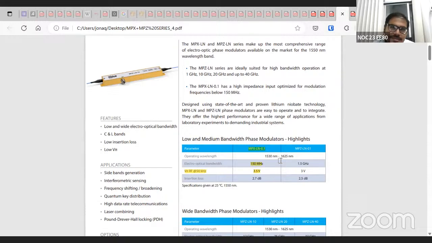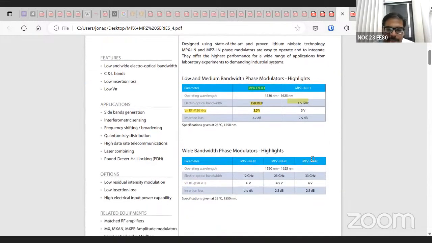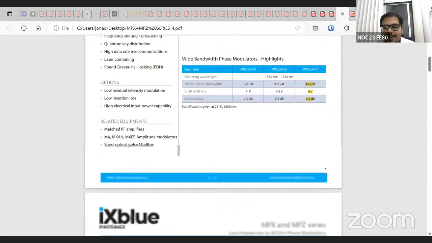And you can opt to go for a phase modulator that has a larger bandwidth or smaller bandwidth. You can see phase modulators go all the way up to 33 gigahertz, even higher.